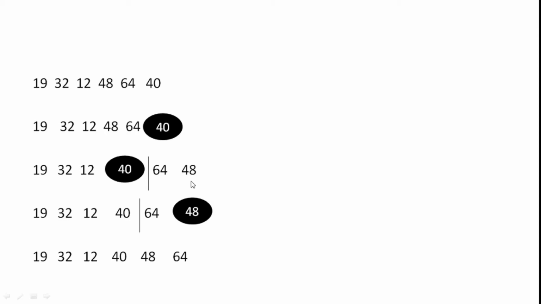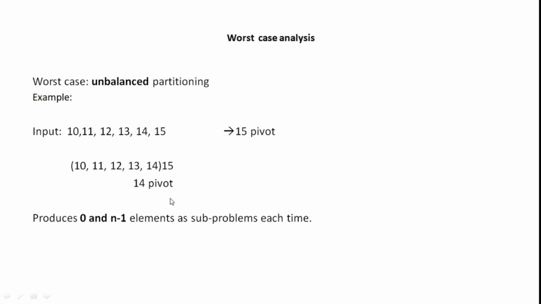Now we'll see what unbalanced partitioning is. So this is the array. An unbalanced partitioning is the worst case, because it is going to take more time. This is the input, which is in ascending order, and 15 is taken as pivot initially. According to the partition algorithm of quicksort, it will give the same result since it is already sorted in ascending order, and there will be 3 pointers initially.